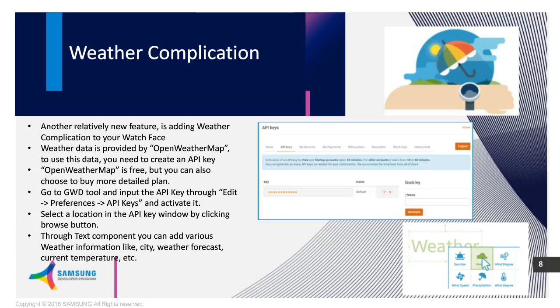They have their own different plans. They also have a free plan and they also have a paid plan. So depending on the usage for your particular watch face, you can choose any of the plans. For my sample, I only need basic functionality, so I just created a basic plan, and I'm using that API key for my sample application. Now let's see how to do that in the actual tool.